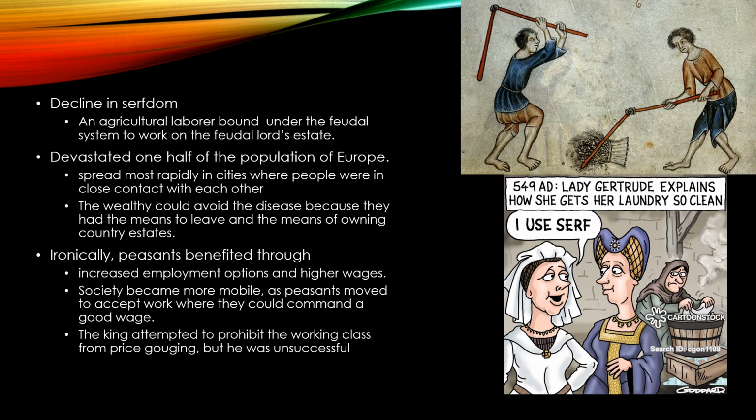The king, however, attempted to prohibit the working class from price gouging, but they were unsuccessful. I mean, the king could say you can't raise prices, and then they're still going to do it on the side. And if you're desperate for bread and there's not a lot of bread makers and you've got money, you know, you'll pay.